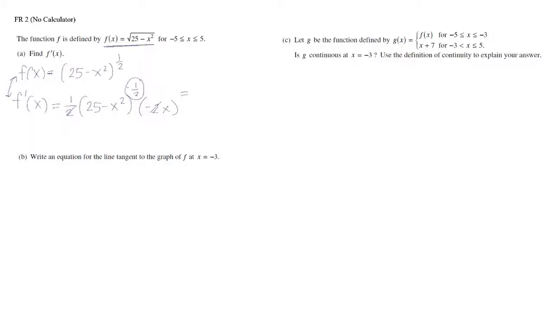All right, so we have negative x, don't forget your sign, over the square root of 25 minus x squared. There's your derivative. You are done. Drop the mic and run away. That is done. Okay, now for part B.